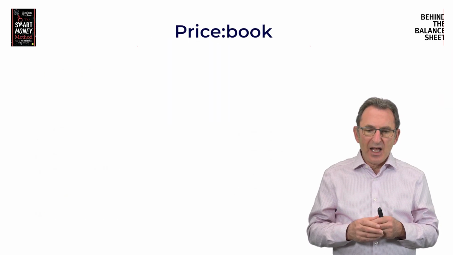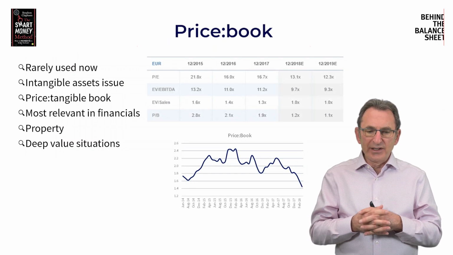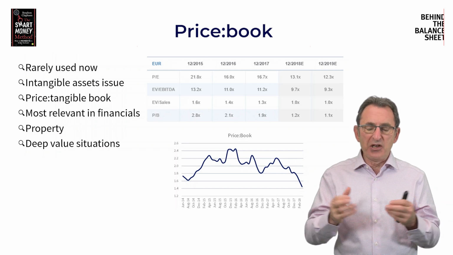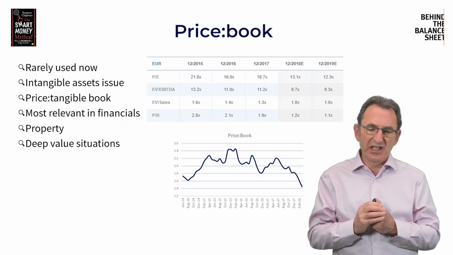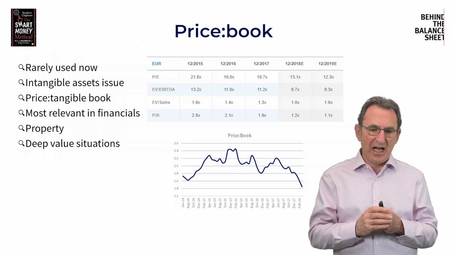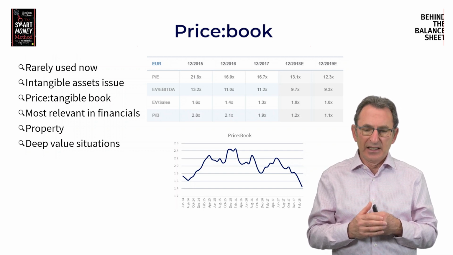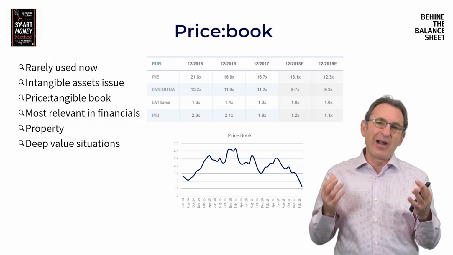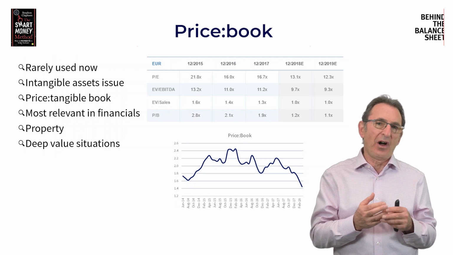Price to book. I've shown you here OnTex, which is the example we've been using throughout this series. But price to book really isn't used that much now. There's a number of reasons for that. In the case of OnTex, it's not that relevant because most of the book value is goodwill.